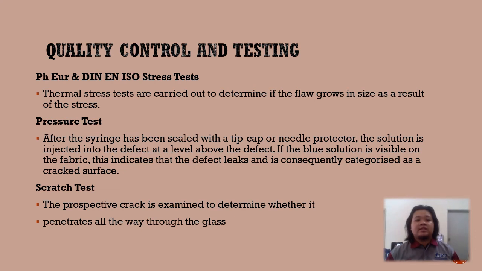Lastly, the scratch test. A potential fracture is checked to see whether it penetrates the glass. If so, the crack is sealed. A scratch is formed across the surface using a syringe needle. This process is repeated 5 times on the syringe inside and outside. A complete glass fracture occurs when the same result occurs on both the interior and exterior of the glass.